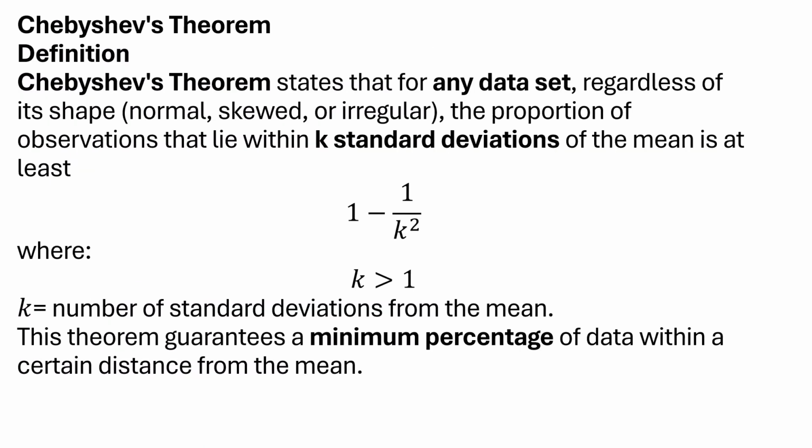Chebyshev's theorem. Definition. Chebyshev's theorem states that for any dataset, regardless of its shape, normal, skewed, or irregular, the proportion of observations that lie within k standard deviations of the mean is at least 1 minus 1 divided by k squared, where k is greater than 1 and k equals the number of standard deviations from the mean. This theorem guarantees a minimum percentage of data within a certain distance from the mean.